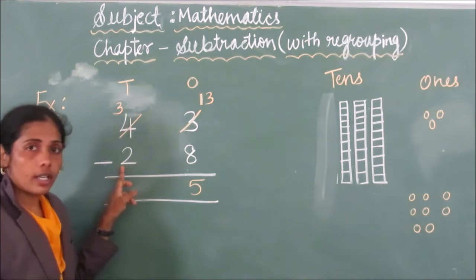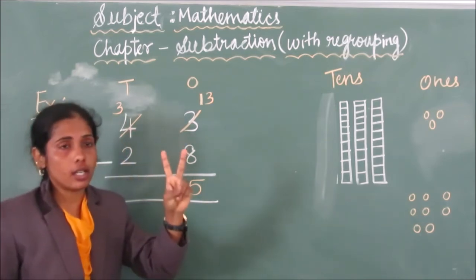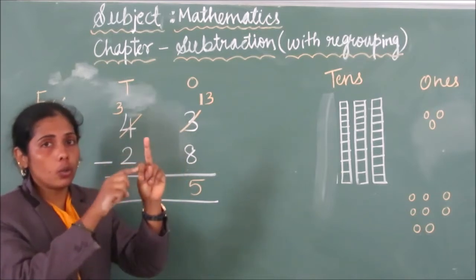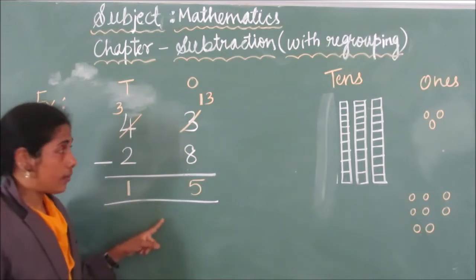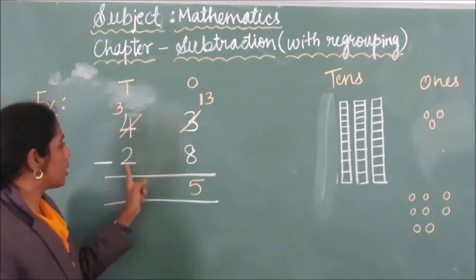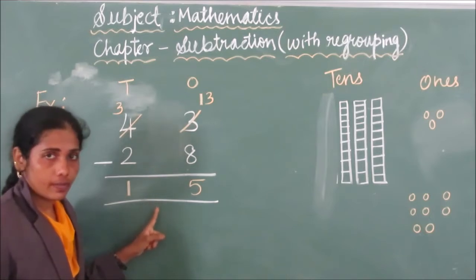Now the smaller number is 2. So 3 in your mind, 2 on your finger. 3, before that 2, 1. You got the difference here. So 43 minus 28 will be 15.